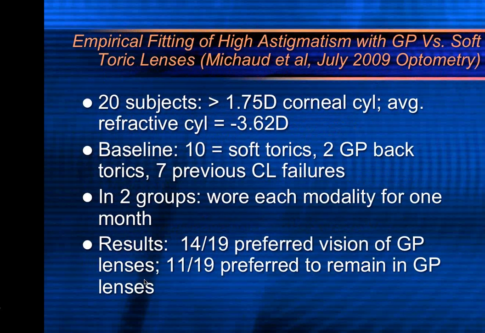They wore soft torics for a month, had a washout period, and then wore bitorics for a month, or vice versa. At the end of the study, 14 out of 19 preferred the vision of the GP lenses. 11 of the 19 preferred to remain in the GP lenses. So again, you have that Coke-Pepsi test. If people are allowed the opportunity, even if they're satisfied soft toric wearers, if they're allowed the opportunity to be fit into GP bitoric lenses, most of them will be successful.